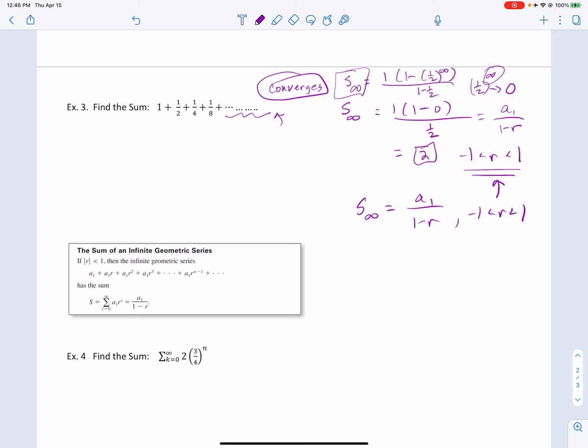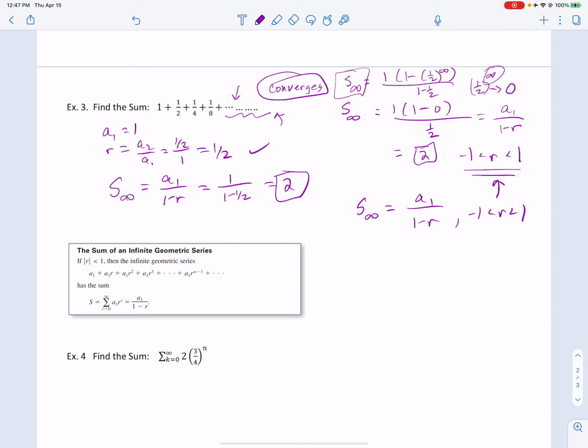So up here, my a sub 1 is 1. My common ratio, if I take the second term divided by the first term, is 1/2 divided by 1, which is 1/2. R meets the requirements of being between -1 and 1. This doesn't have a term at the end, so it's going to infinity. So the sum to infinity is that a sub 1 over 1 minus r. It is going to be 1 over 1 minus 1/2, which is a sum of 2.